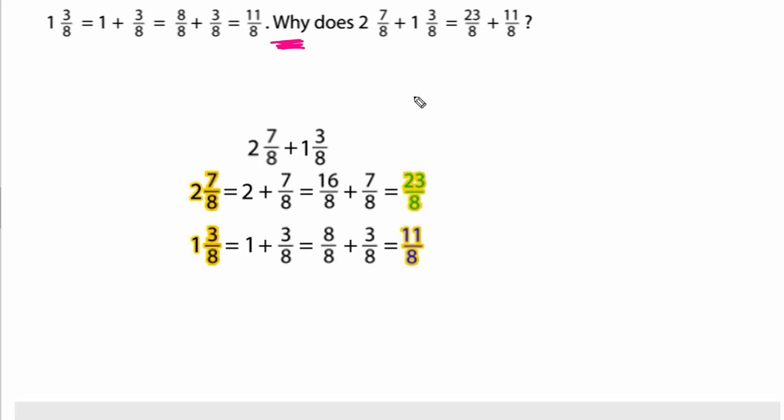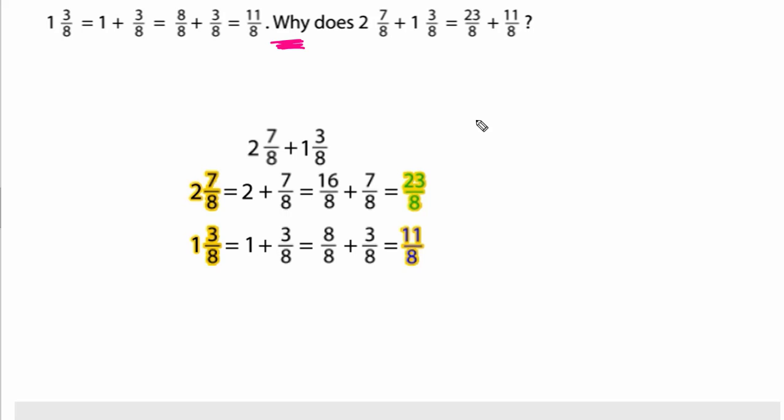Because 8 plus 8 will be 16. 16 plus 8 will be 24. And you mean 23, you mean? Or another 8? Not the same. Not the same.